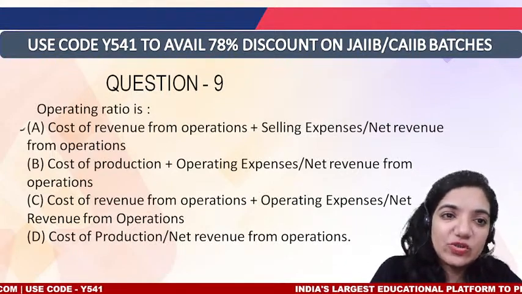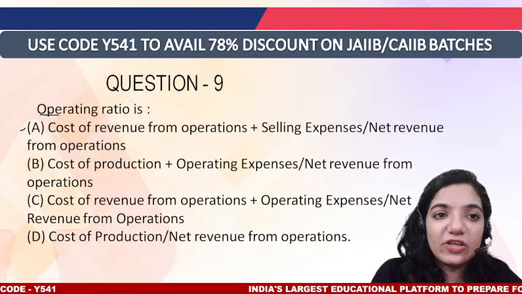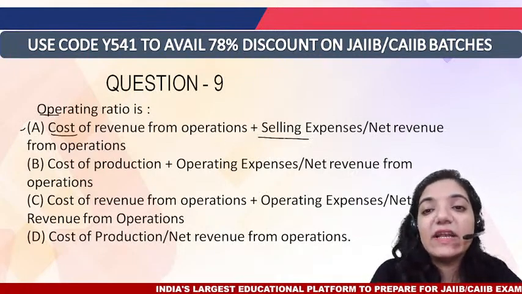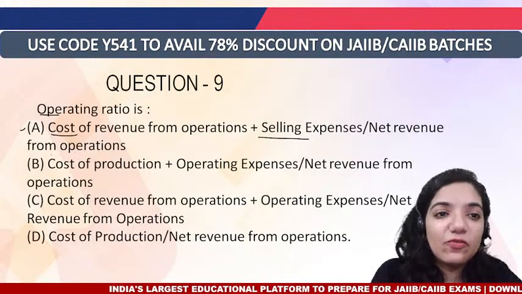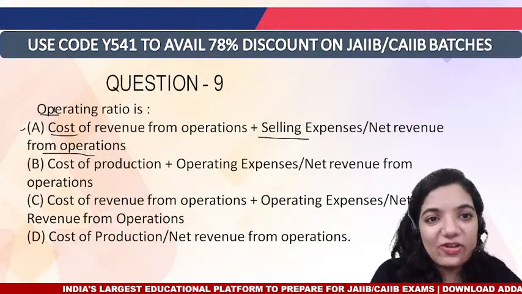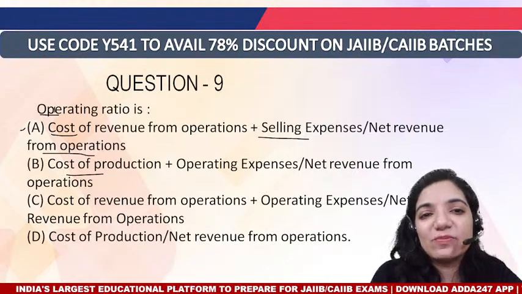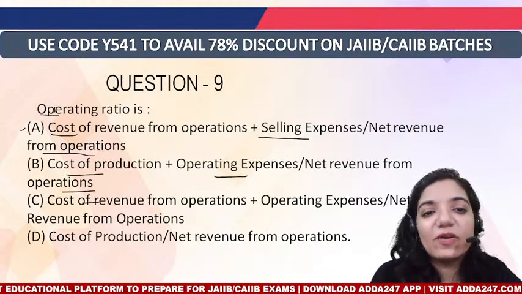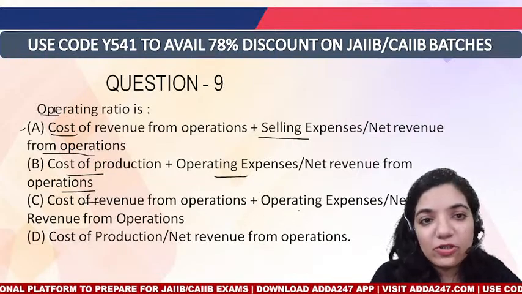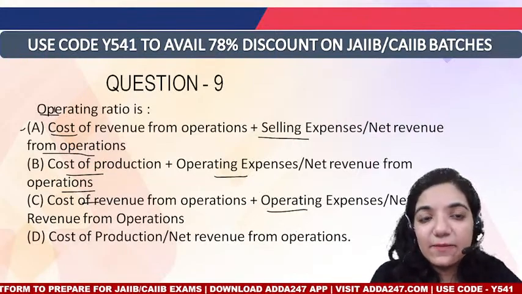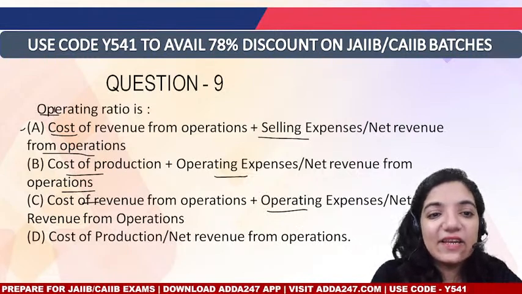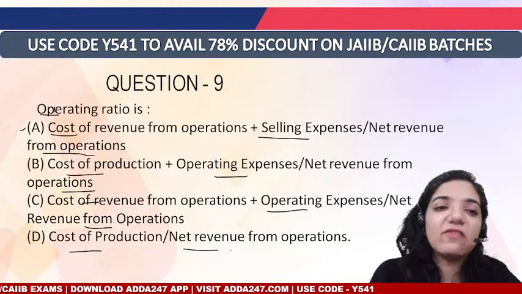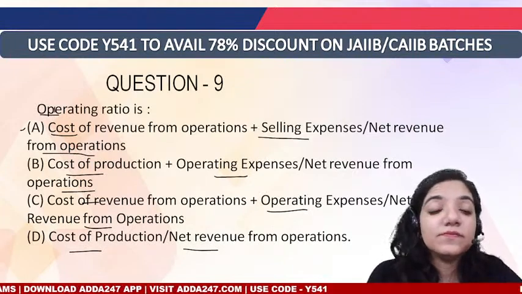This question is from the ratio analysis. It's from the operating ratio. Cost of revenue from operations plus selling expenses divided by net revenue from operations. Is this the operating ratio? Or cost of production plus operating expenses divided by net revenue? Or cost of revenue from operations divided by net revenue? Then we have the operating expenses divided by net revenue from operations, and the last is cost of production divided by net revenue from operations. Operating ratio.